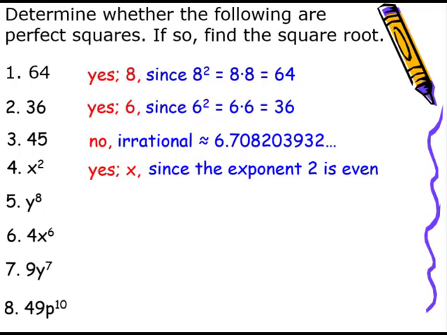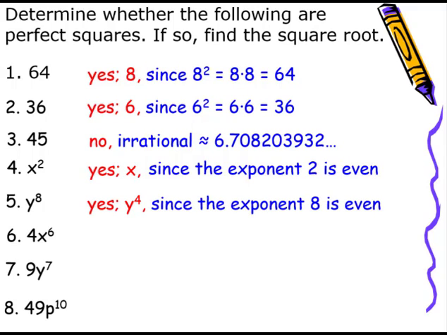Y to the 8th, for the same reason, we can say yes, it is a perfect square because the square root of y to the 8th is y to the 4th, since the exponent 8 is even. Remember, y to the 4th times y to the 4th is equal to y to the 4 plus 4 power, which is equal to y to the 8th.